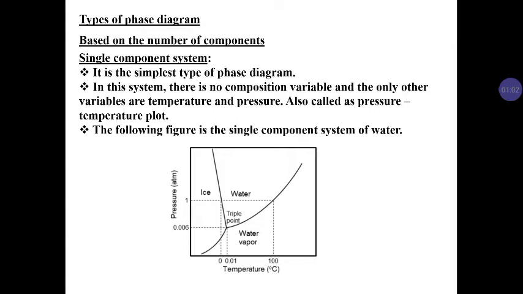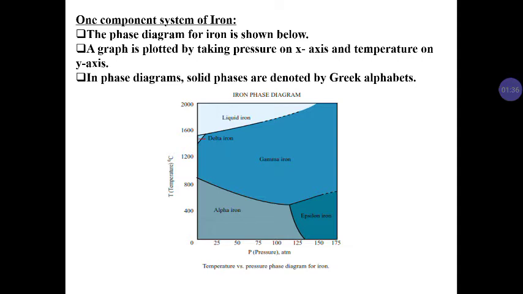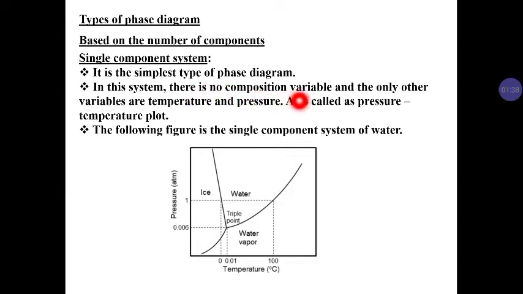First we see what a single component system is. As the name indicates, here there is only one component. For example, in a water system, it is only the water molecule alone, so there is no composition variable. Composition comes into play only if there are two different components. We can talk about how much of the A metal and how much of the B metal we take. Only if you have two components can we talk about composition variation. But in a single component system, there is no composition variation.